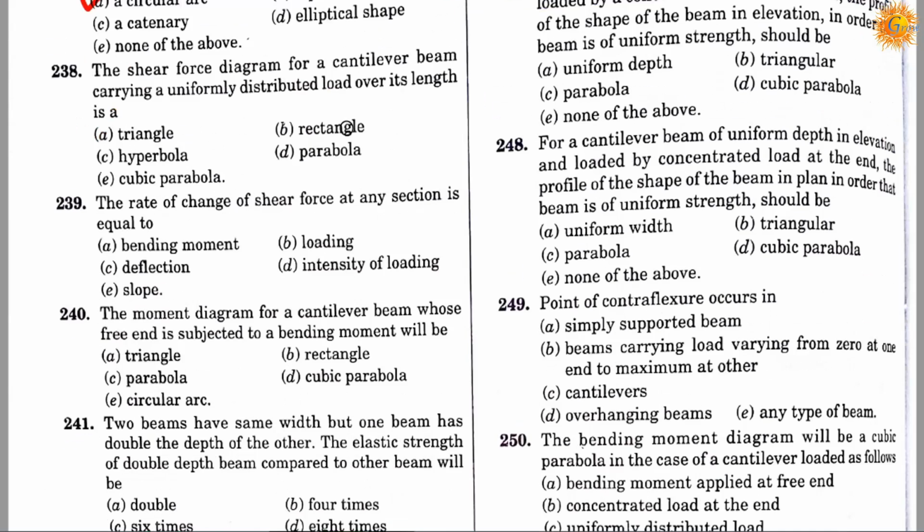Question number 238. A shear force diagram for a cantilever beam carrying a uniformly distributed load over its length is: option A, a triangle; option B, a rectangle; option C, a hyperbola; option D, a parabola; and option E, a cubic parabola. So correct answer is A. It's a triangle.